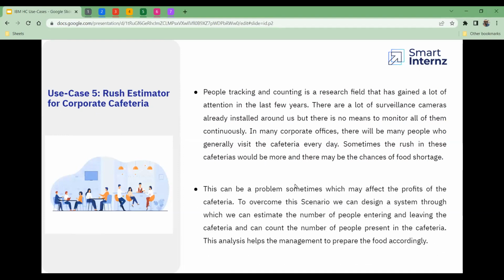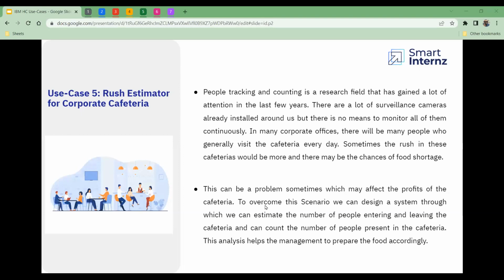So this can be a problem we have discussed. It also affects the cafeteria's profits: if you can't serve more people, you won't get more money. Ultimately it's about serving people and getting more income. If you have correct data that can tell you that these many people are coming and these many people are buying, that is also an important thing.